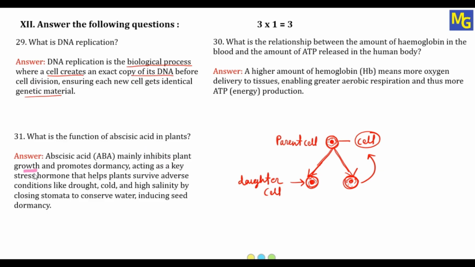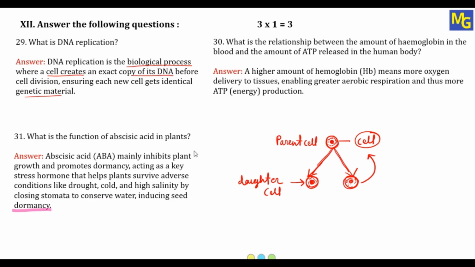Now you may think, why will it inhibit plant growth? If it inhibits plant growth, then the plant will die. But this has a very important role. So see here, it mainly inhibits plant growth and promotes dormancy, acting as a key stress hormone that helps plants to survive in adverse conditions like drought, cold, and high salinity, by closing stomata to conserve water, and inducing seed dormancy.